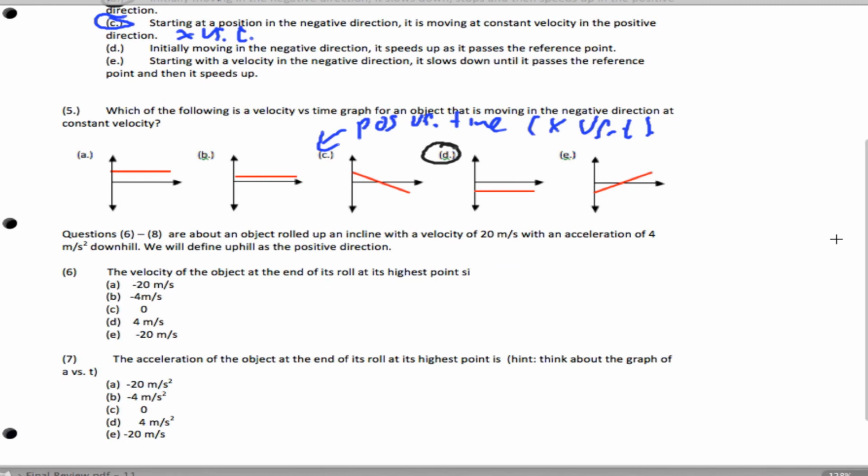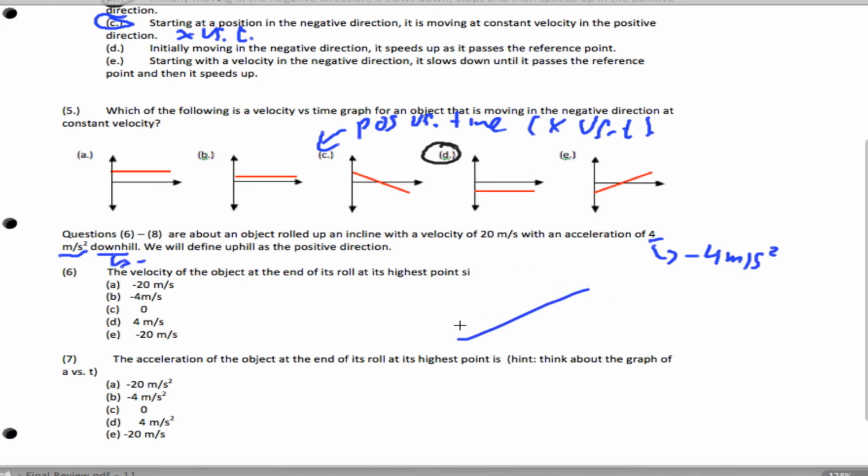Now, question 6 through 8. We have an object that rolls up an incline with velocity of 20 meters per second and an acceleration of 4 meters per second downhill. We will define uphill as the positive direction. So right away, that tells us that if we're going to do math, this should be negative 4 meters per second squared because it's downhill acceleration, which is negative.